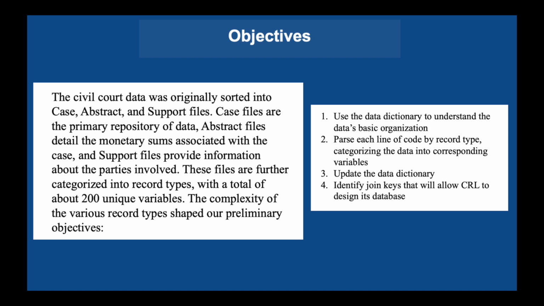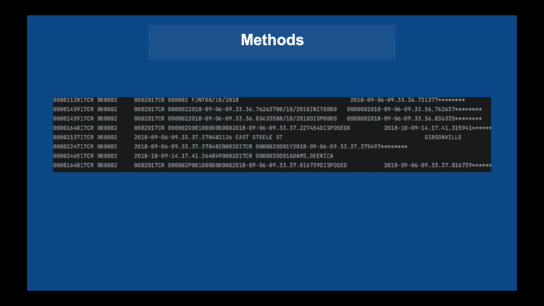Using this, we need to be able to categorize all 200-something variables, and to do so, we had a few objectives. So first, we had to use the given data dictionary, which was generated by the Administrative Office of the Courts, in order to understand the data's basic organization. This data dictionary has already been implemented using the VCAP-R package into RStudio, but we will need to update that data dictionary to better reflect the character counts for each variable. And finally, we will need to parse the lines of code by record type, as well as identify some basic join keys to allow CRL to have a head start on designing its database.